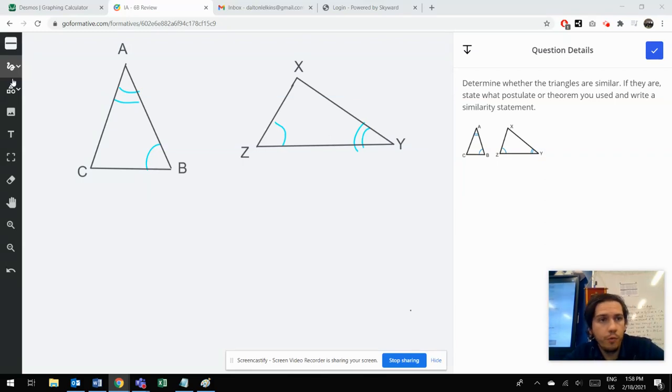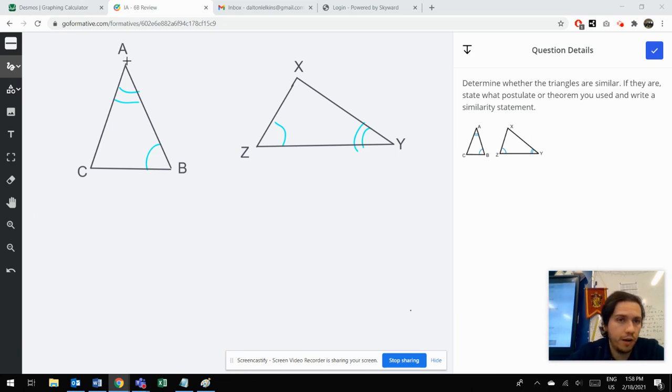Hey everyone, I'm going to go through this review of the similarity of triangles, the different postulates and theorems that we have, and just break down each problem step by step. In this video series, I'm going to do each problem as a separate video so you can have that as your reference, but let's jump right into it.